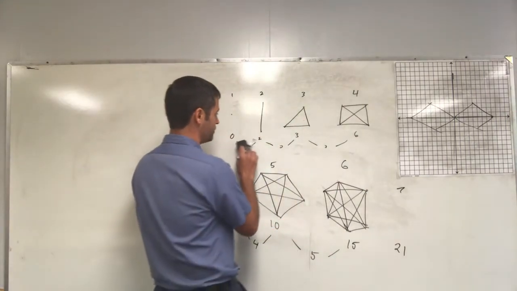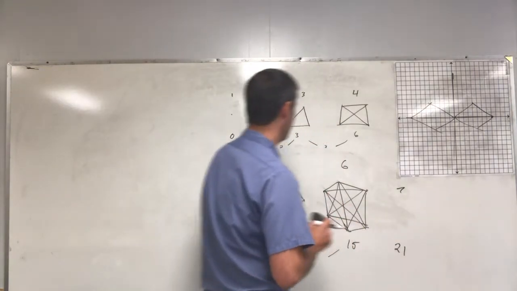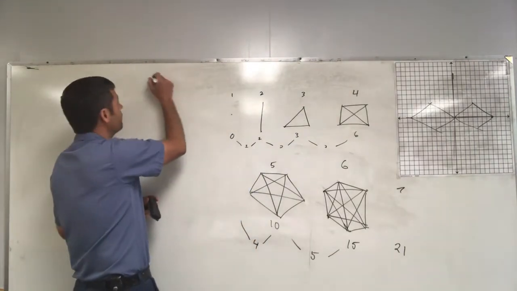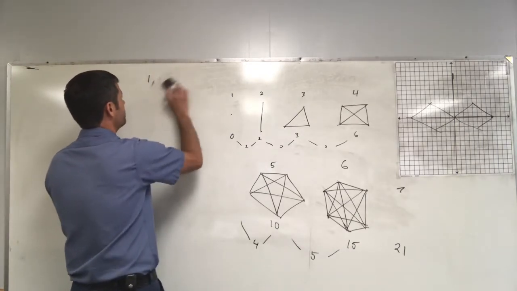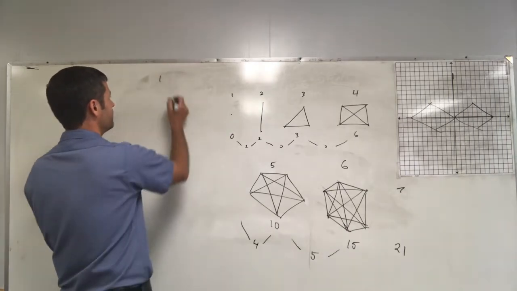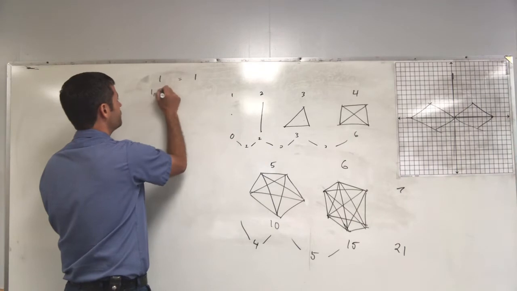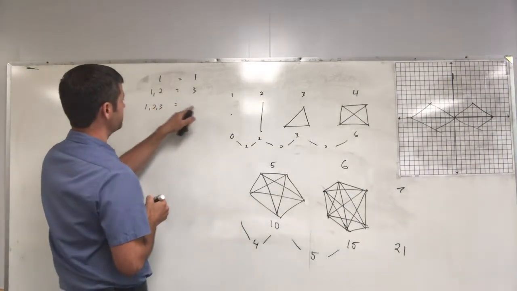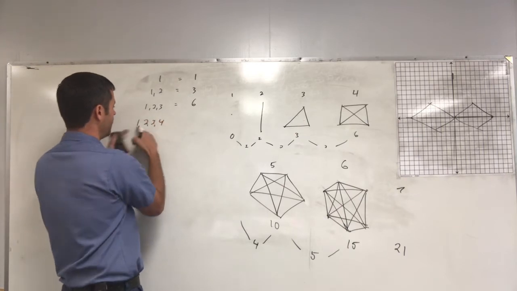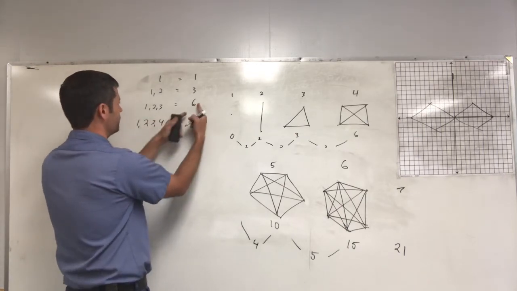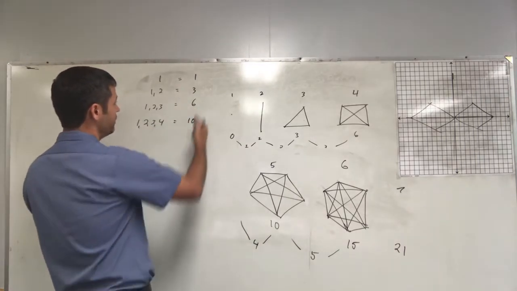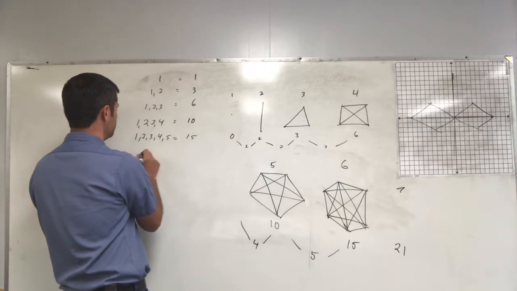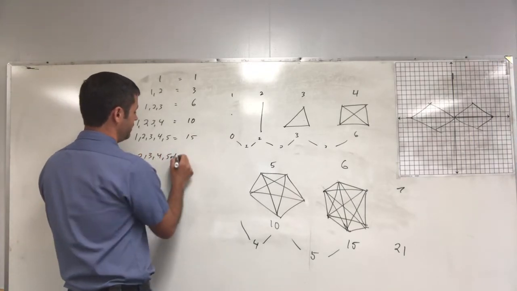The other interesting thing about this pattern, 1, 3, 6, 10, 15, 21, besides the 1, 2, 3 in between, is that if I start with 1 and add all the numbers up, the sum is 1. If I have 1 and 2, the sum is 1 plus 2 equals 3. If I have 1, 2, 3, 1 plus 2 is 3 plus 3 is 6. 1 plus 2 plus 3 plus 4 equals 6 plus 4, which is 10. Here is this pattern, 1, 3, 6, 10, 15. 1 plus 2 plus 3 plus 4 plus 5 equals 15. 1 plus 2 plus 3 plus 4 plus 5 plus 6 equals 21.